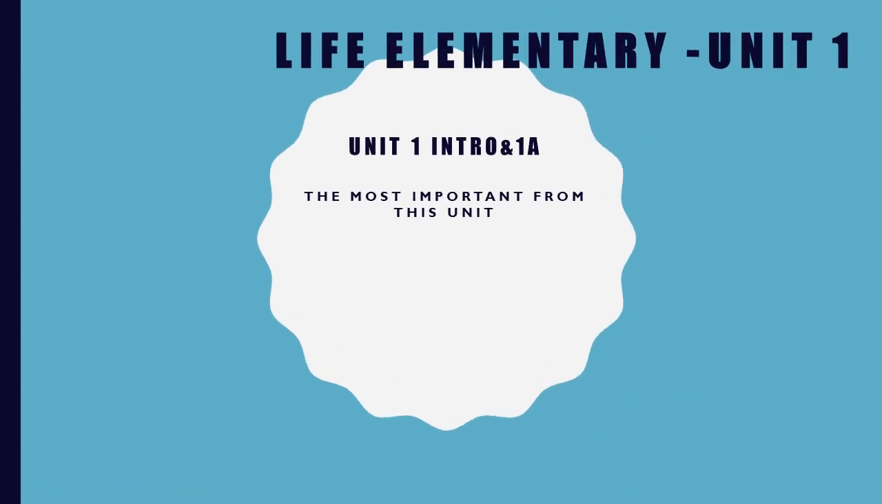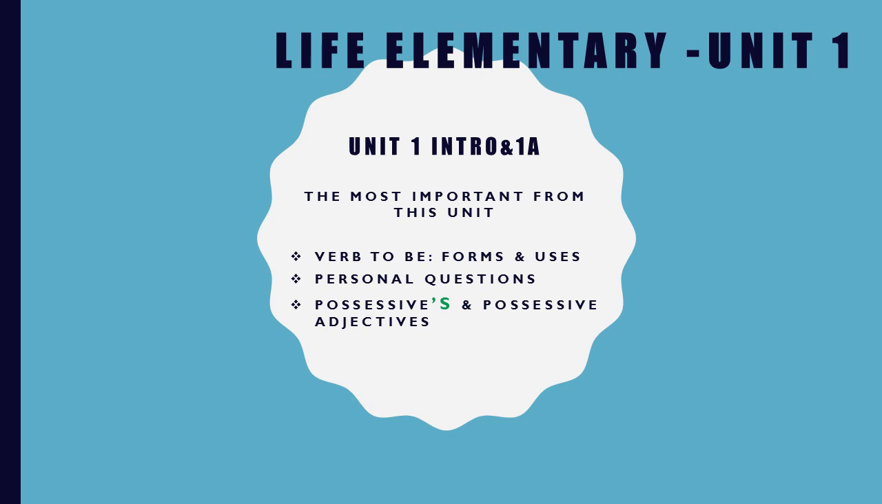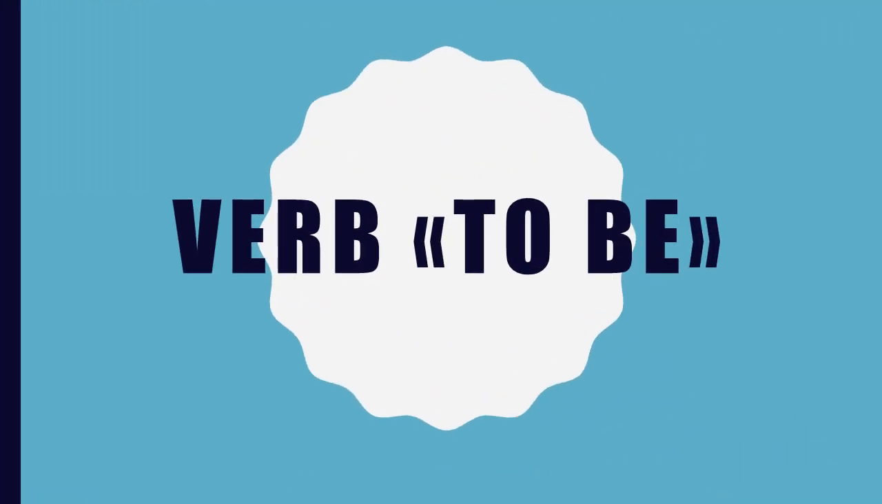What we are going to do today is to have a look at the most important parts or topics from Unit 1. These are the verb to be, the forms and uses, personal questions, and possessives like possessive apostrophe s or possessive adjectives. So the first thing we are going to see today or analyze is the verb to be.